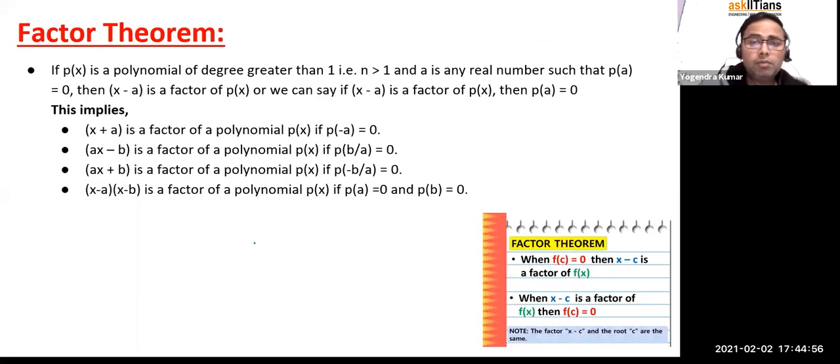Now we come to the factor theorem. This is again very, very important. Based on the remainder theorem only, we define the factor theorem. The only thing is we use the same sentence: if p of x is divided by a polynomial x minus a, then the remainder p of a becomes 0. p of a becomes 0. At that time x minus a is called a factor of the polynomial.